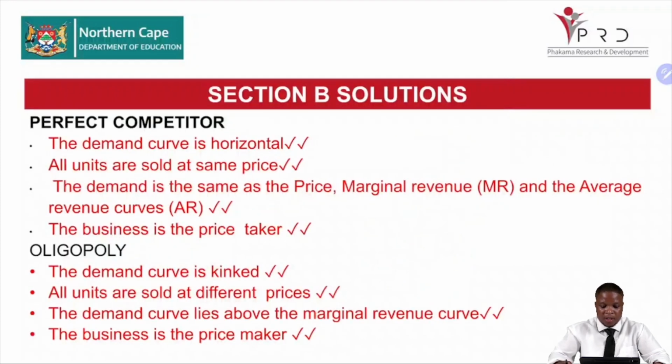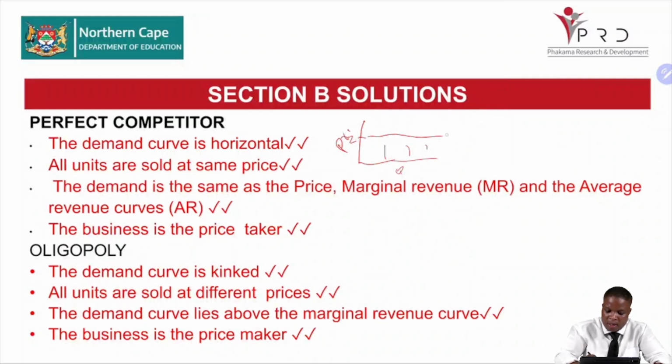For perfect competitor, we are discussing the demand curve. The demand curve is horizontal. You saw it is straightforward, it is horizontal. All units are sold at the same price. So here, remember, there is price. So everything, if it's 2 rands, is sold at the same price. Doesn't matter how many quantities you are selling. The demand is the same as price. So this is price. Demand here is the same as price, is the same as MR, and is the same as AR. So the demand is the same as marginal revenue and the average revenue.